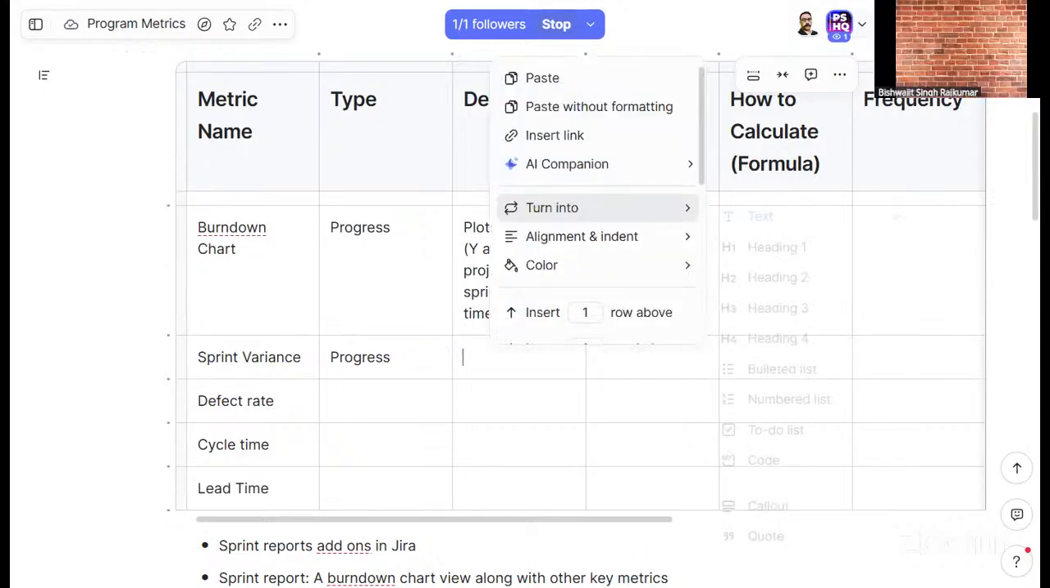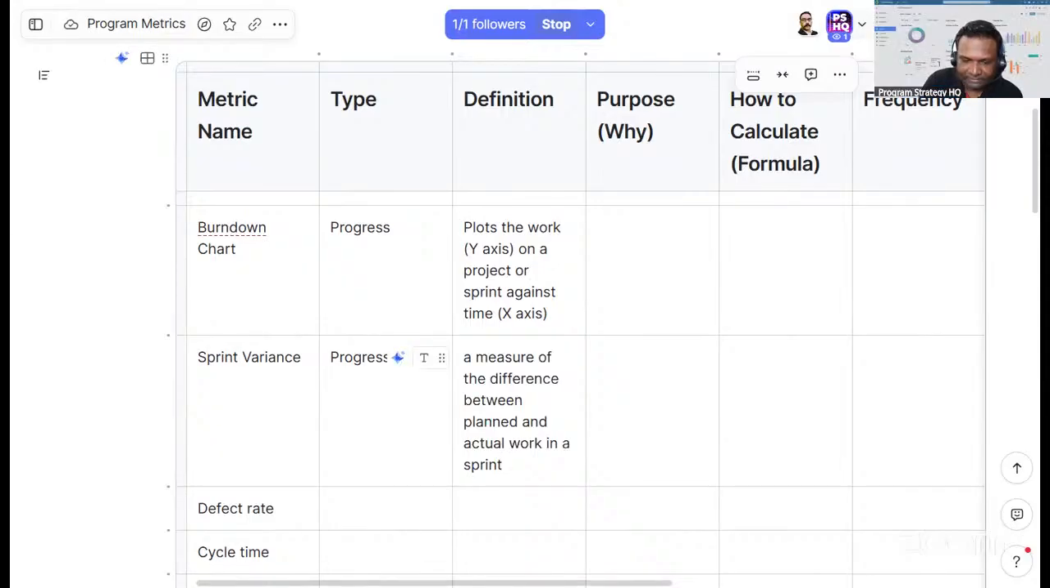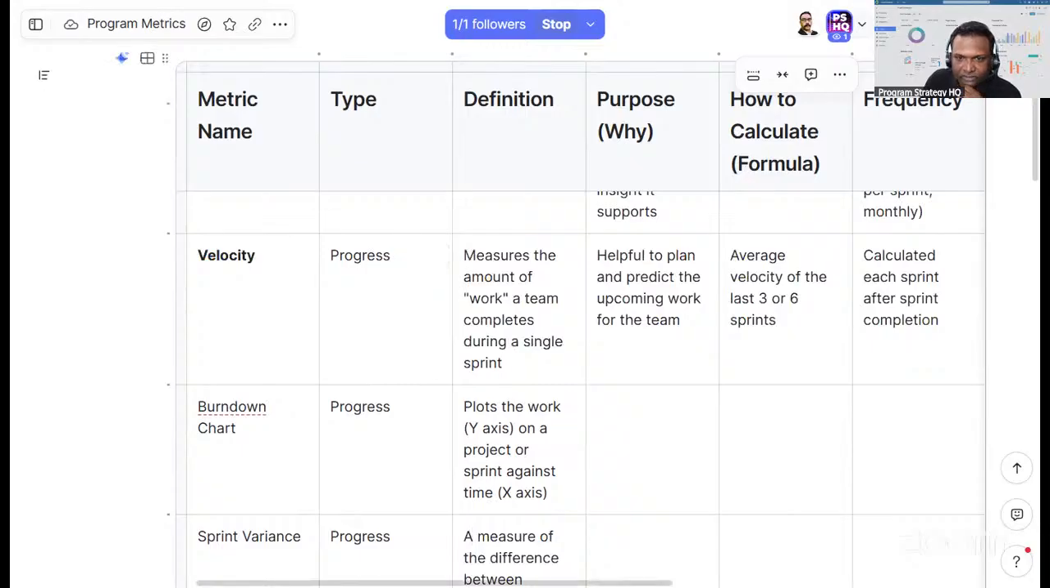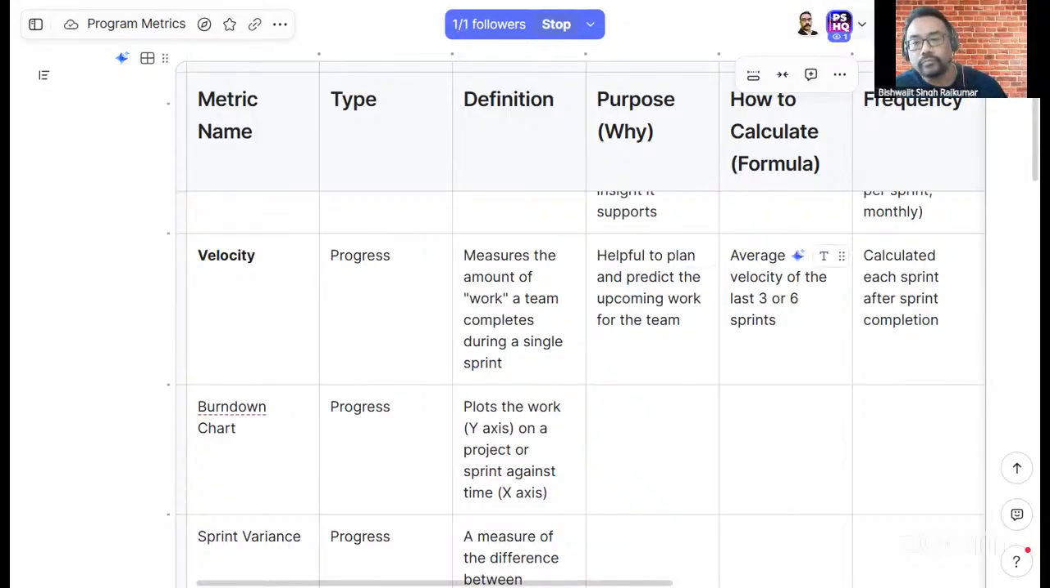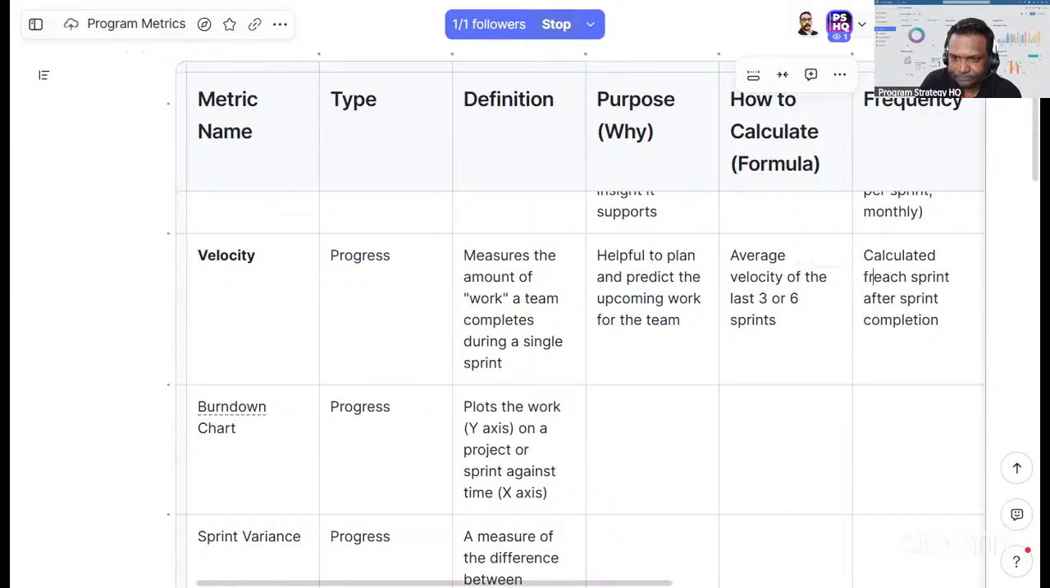Okay. While you're away, I was trying to fill in the table. So I finished velocity. Here is how to calculate the average velocity. Sometimes teams take 3 months or one month, or sometimes they go with 3 sprints or 6 sprints. It's all tailor-made for the team. And then it's calculated for each sprint after the sprint completion, since once we have completed, only then will we get to know the total number of story points. Okay, velocity we are done.